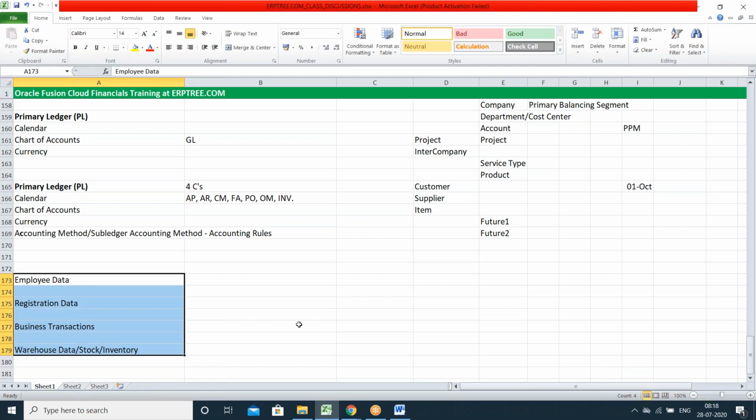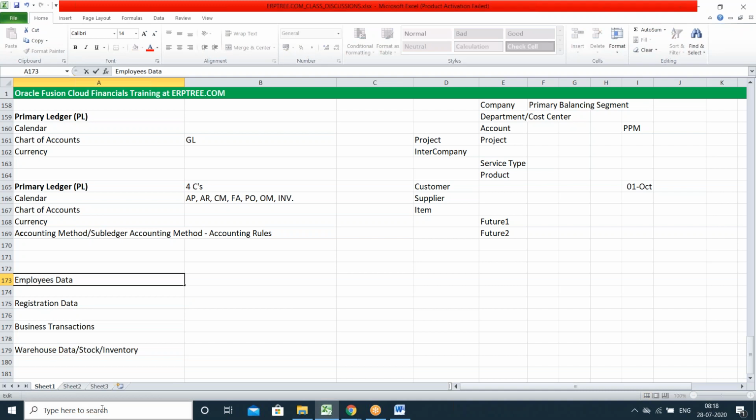Okay, when we are bringing any client business data into the system, our application, we have to classify the data as employees data and registration data, business transactions data, and warehouse data. So how can we maintain the employees information in the system?